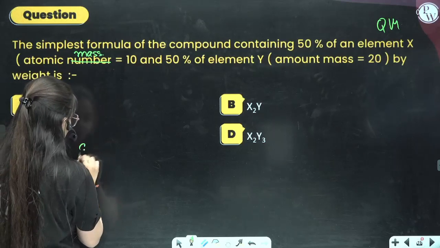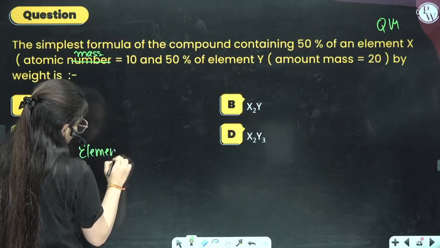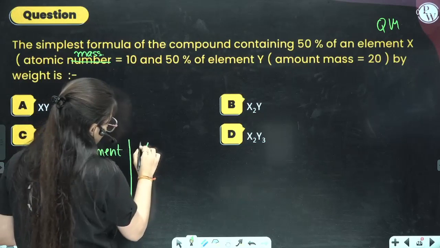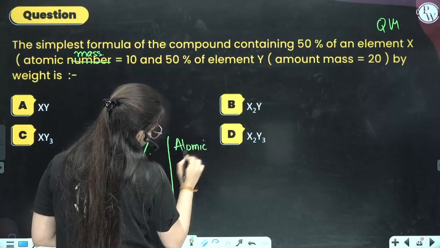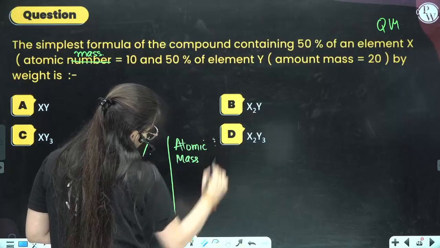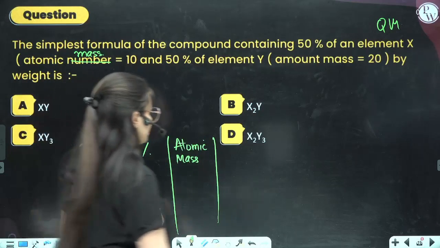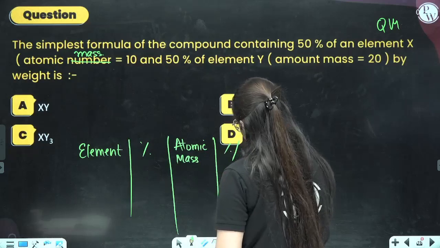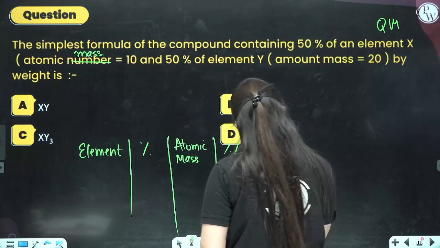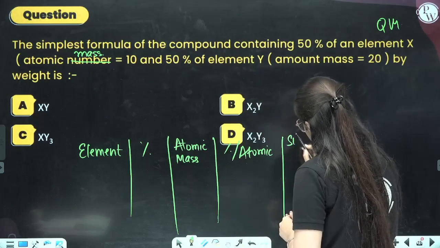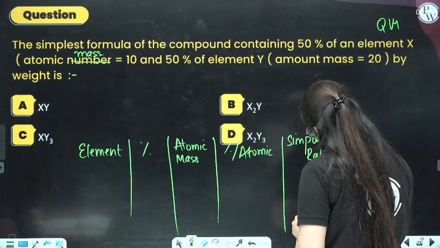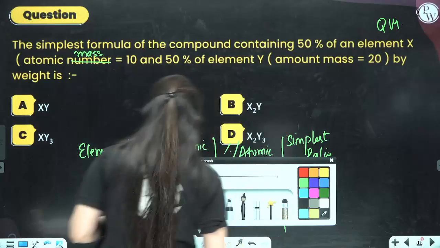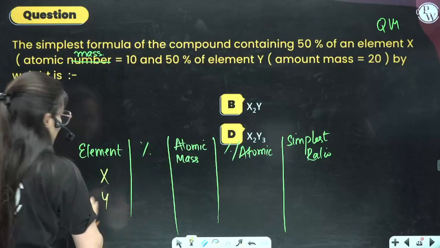First of all, you will write here the element. Then you will write the percentage composition. Then you will write the atomic mass. Then percentage composition divided by atomic mass. Then you will write the simplest ratio. Now let us see how to do this question. You have been given two elements X and Y.